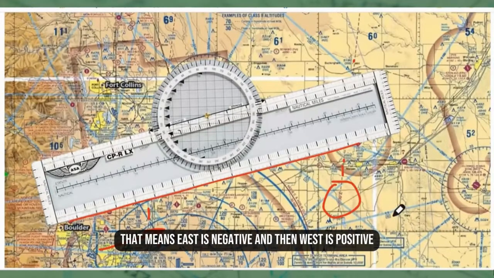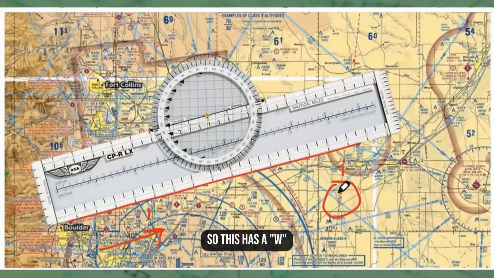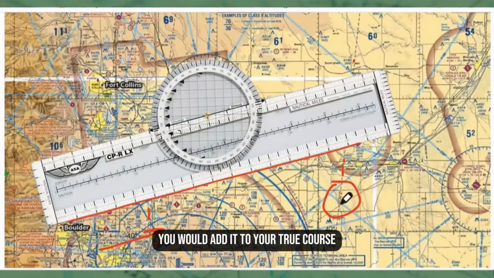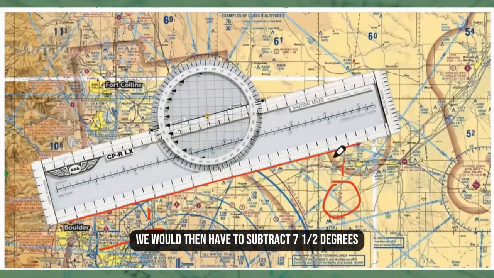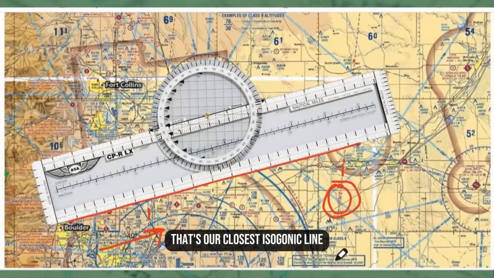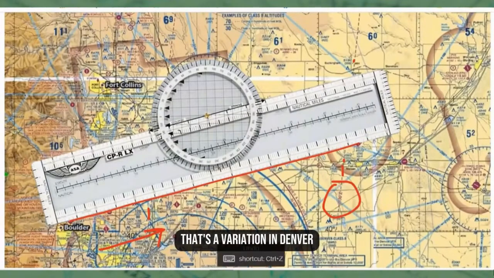That means east is negative and then west is positive. So if this has a W, then you would add it to your true course to get a magnetic course. But since it's an E for east, it's negative. So you subtract it. So whatever we get here for our true course, if we wanted to get a magnetic course, we would then have to subtract 7.5 degrees because of this isogonic line. That's our closest isogonic line. That's the variation in Denver. So that's what we use to convert.